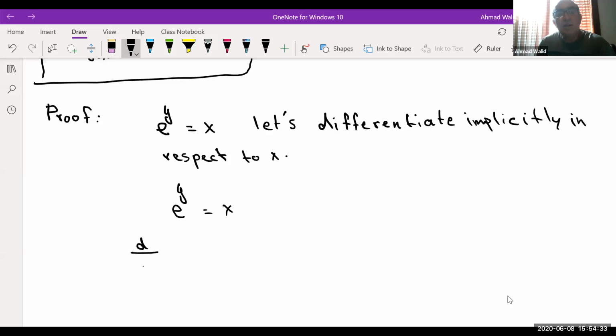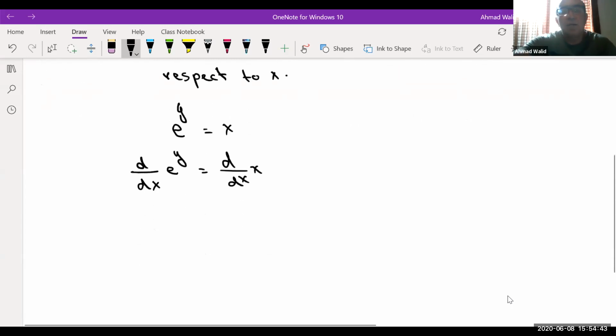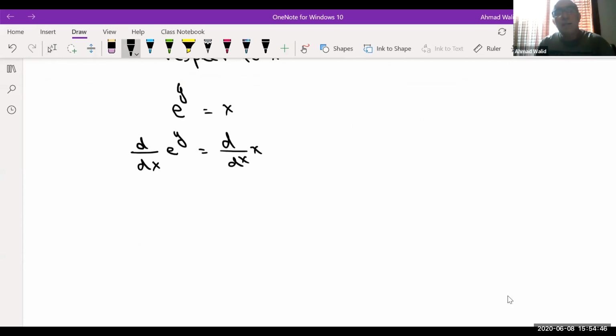Then d over dx of e to the y equals d over dx of x. Correct? d over dx of e to the y is e to the y dy dx, or in some notations, maybe you saw it e to the y prime. Y prime means dy dx, correct? And d dx of x gives you 1.